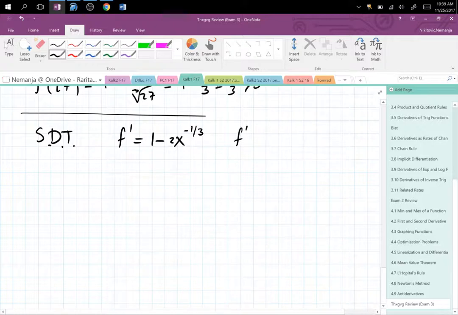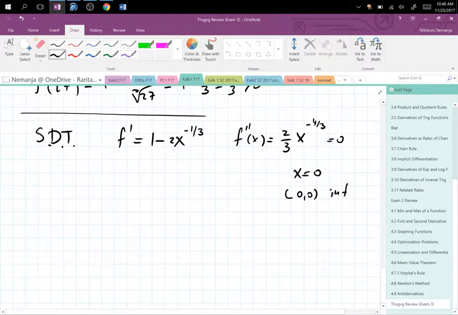To find the second derivative, the derivative of 1 is 0, and then the 1/3 will drop down and become positive 2/3, because negative 2 times negative 1/3 is positive 2/3. And then the exponent on x will have 1 subtracted, so negative 4/3. When we set this equal to 0, we get x equals 0. And we know that f of 0 is 0. So (0, 0) is an inflection point.